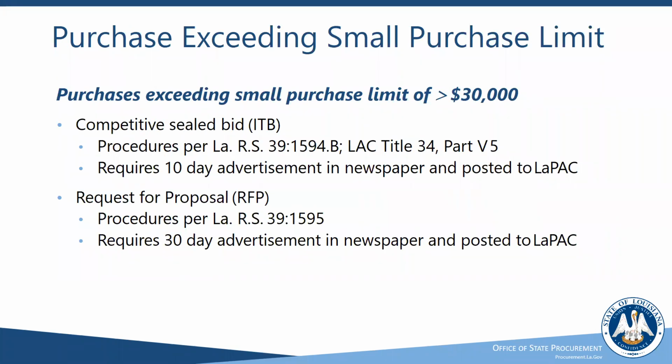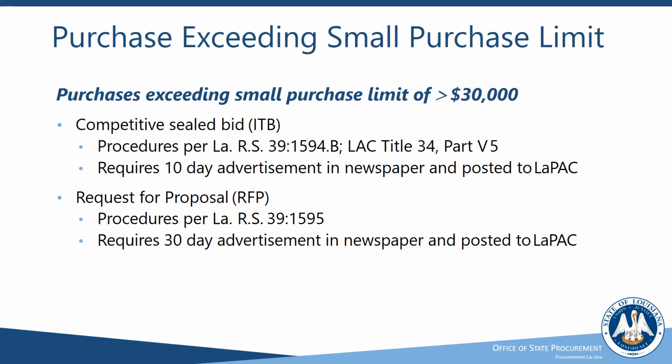If a procurement exceeds $25,000 and does not qualify for one of those special exemptions under the executive order, or it is not a sole source, which we will talk about next, and it is also not available on an existing state contract, then it will probably have to be bid out as a competitive sealed bid.